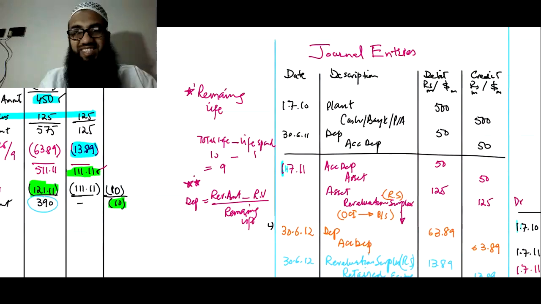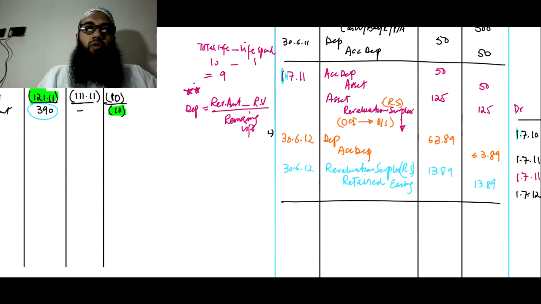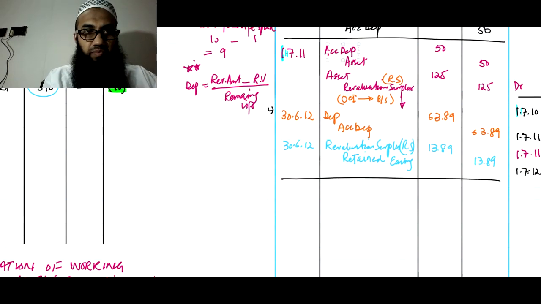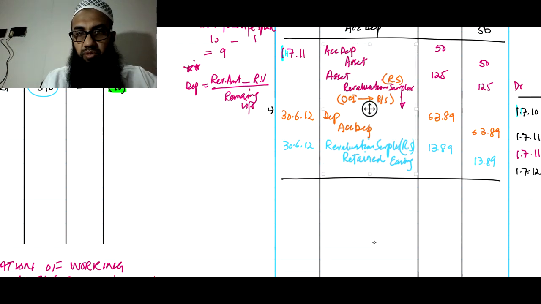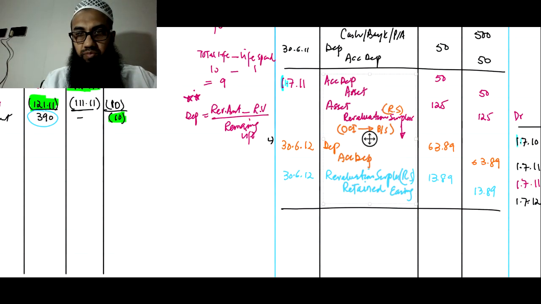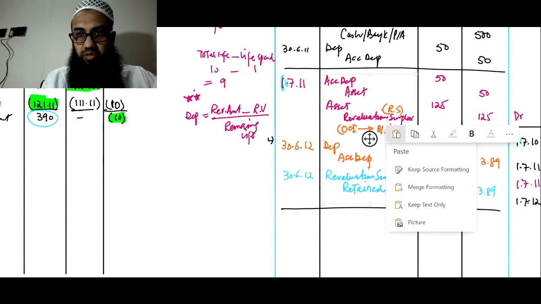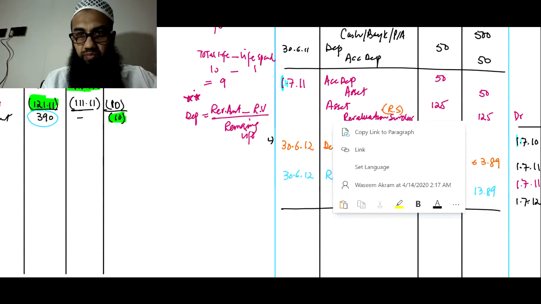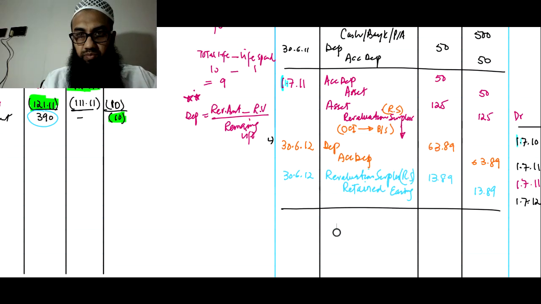So let's move forward to the general entries. All the general entries are the same, no change. I can easily copy and paste these entries, except the amount. I can copy here, and paste it here. Sorry.